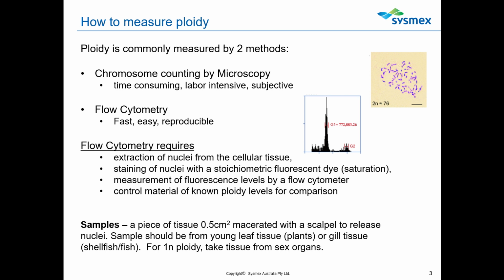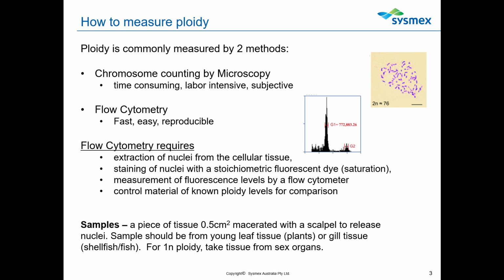And this is an example of what a flow cytometry plot looks like, where we have a peak that designates the ploidy level of the organism that's being analyzed, and then a smaller peak that shows the dividing mitotic cells. So this might be a diploid, and then the mitotic cells show twice as much DNA content or fluorescent staining as a surrogate marker for the DNA levels.